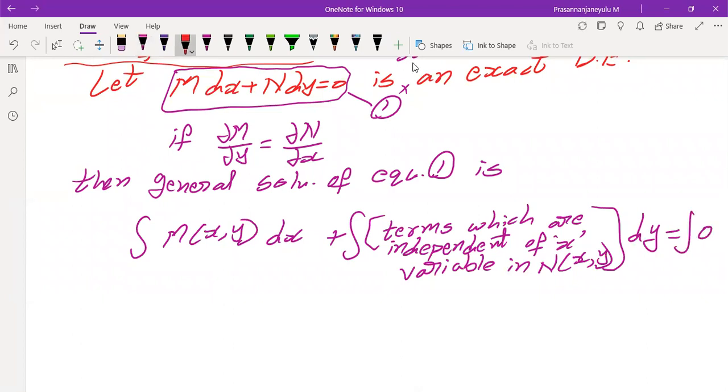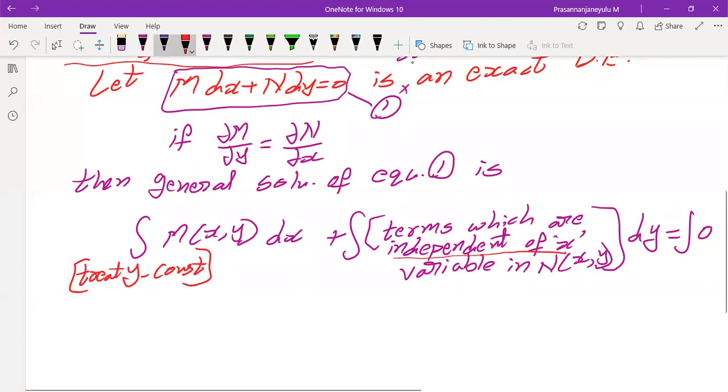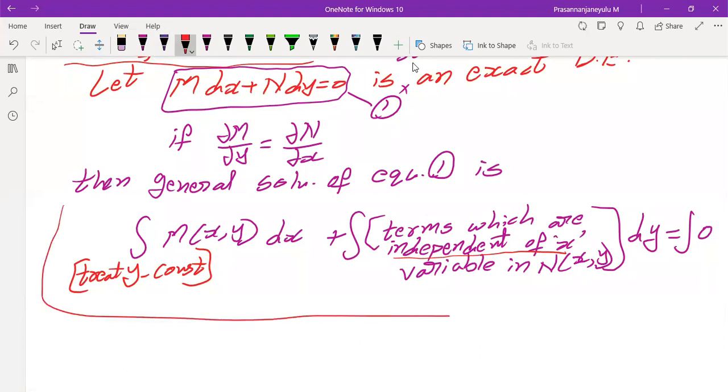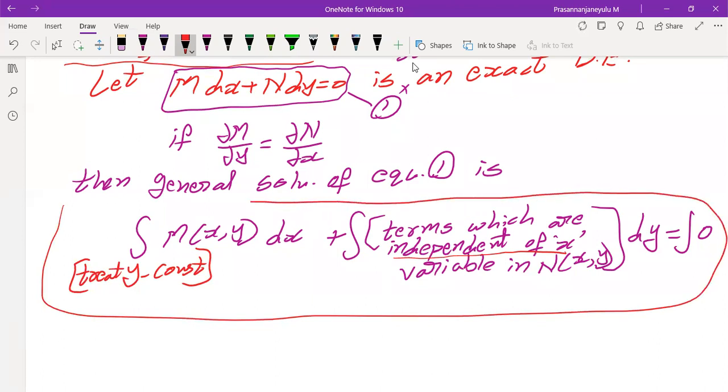Here, one more important point is y is constant. Treat y as constant in the first integration. And here, take the terms independent of the x variable. This is the formula. This is a very, very important formula. After completion of integration, what do we have to do? We'll get plus c. Right-hand side or left-hand side, that depends upon your choice.